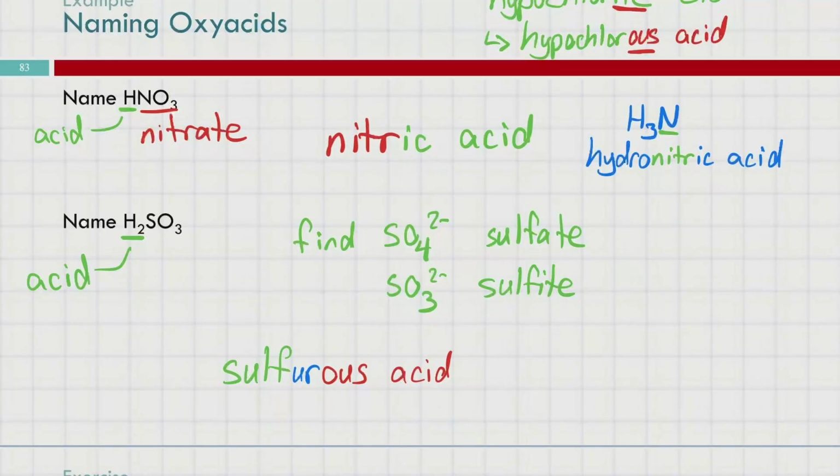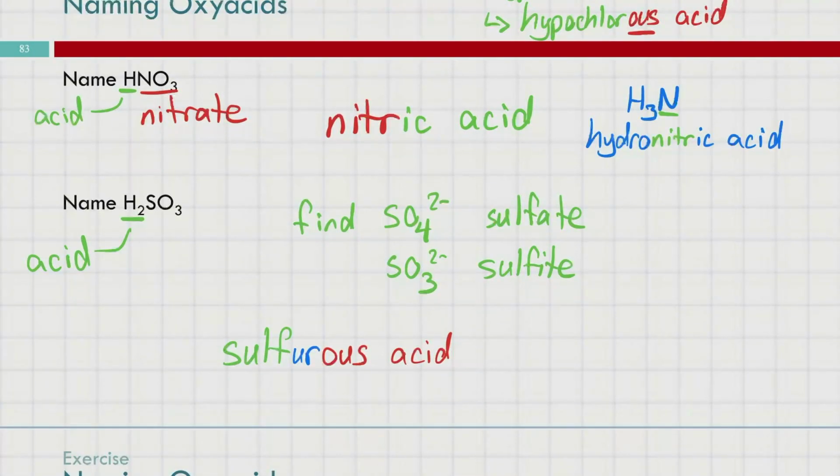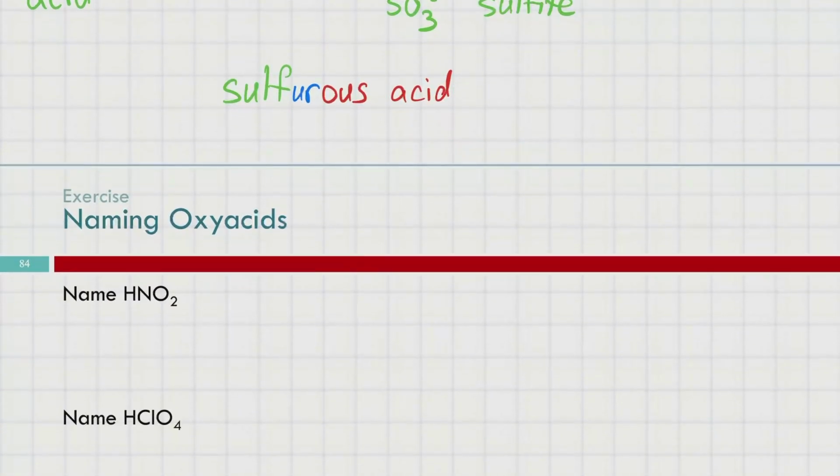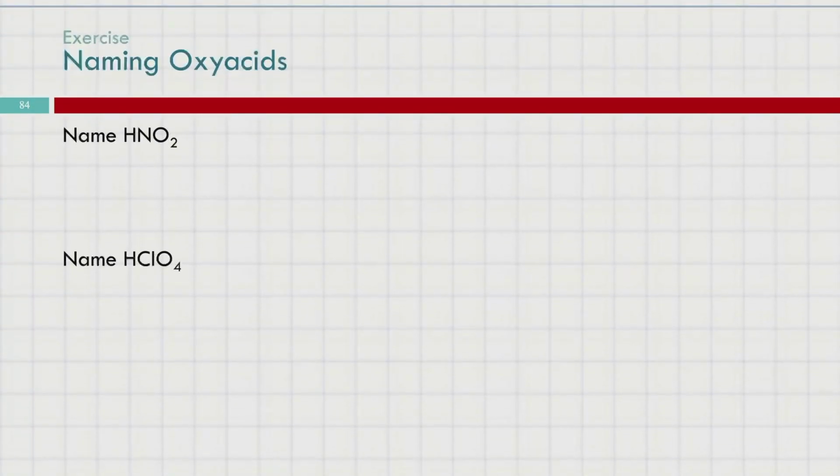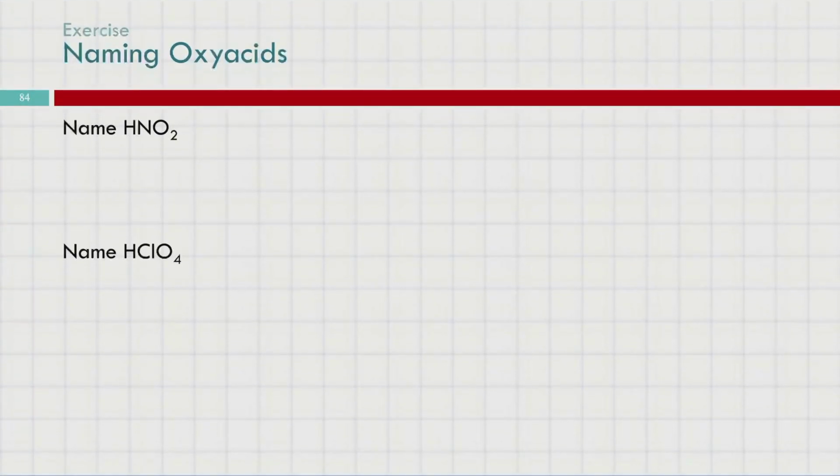In chemistry, all of our names should specify exactly 1 compound. There shouldn't be any ambiguity like, oh, it could be this or it could be this other thing. We always want it to point only to 1 specific thing. We don't want any ambiguity about what we're talking about with these naming conventions. All right, some oxyacids to try. We've got HNO2, we've got HClO4. I'll give you 4 minutes or so.